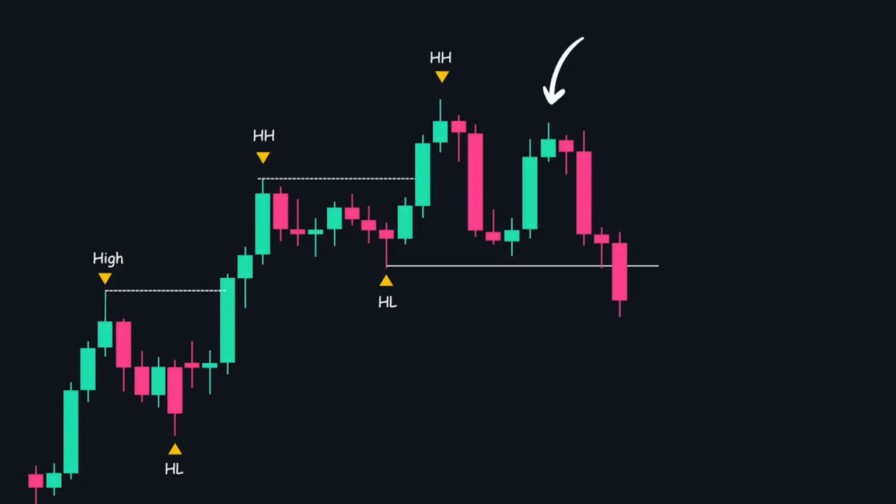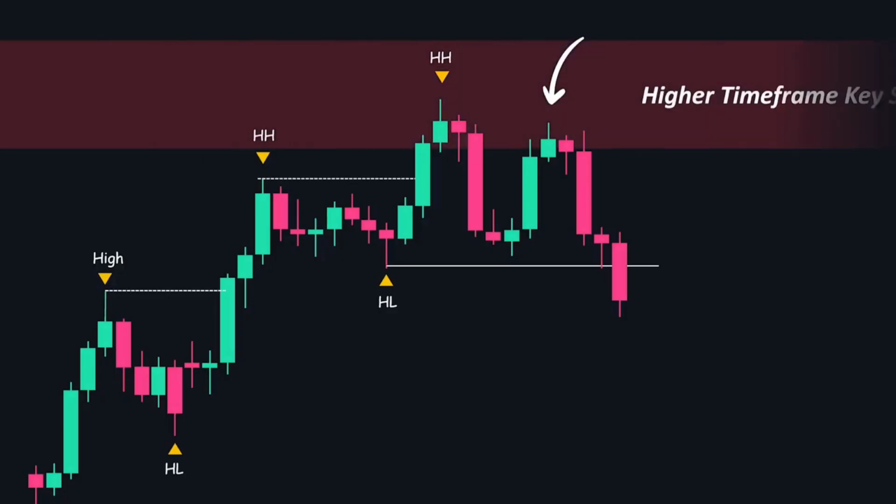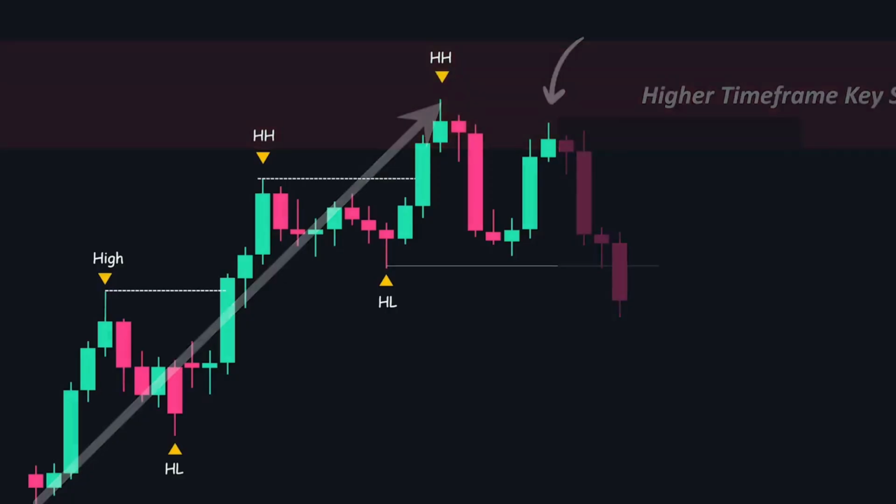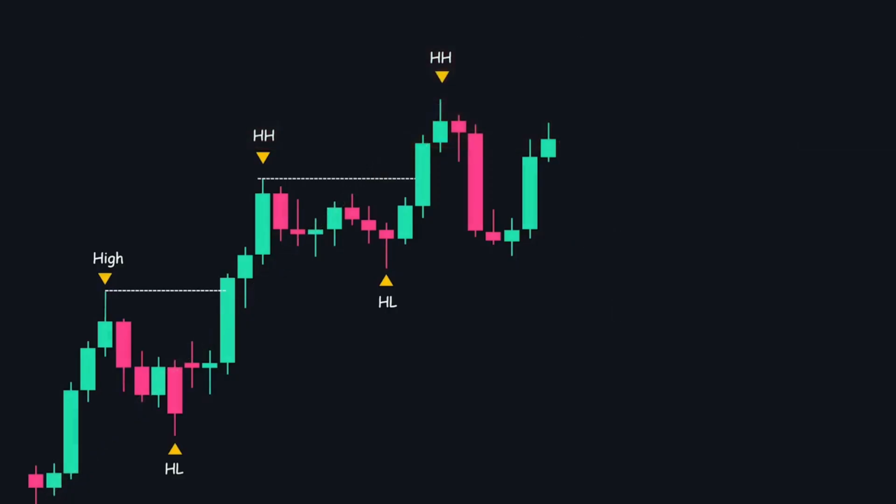However, the best reversals don't happen randomly. They often appear at critical areas like a higher time frame, key level, or after an extended move where the trend is exhausted. Another important reversal signal is a shift in momentum.